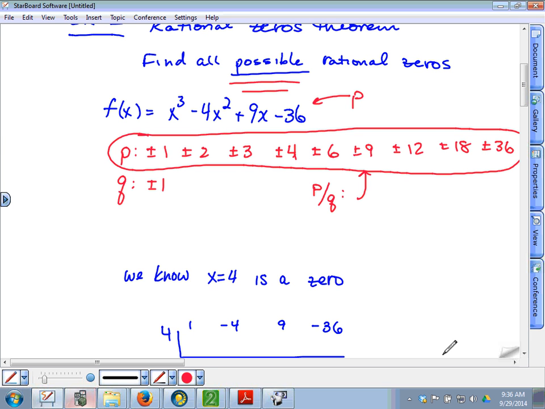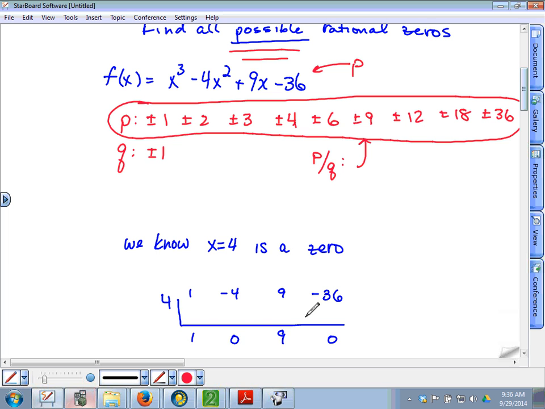We know x equals 4 is a 0 because we saw the dang graph. That was easy enough to do. So now do synthetic division and verify it. Did it work? Yeah. Really? So you drop down the 1. 4 times 1 is 4. 4 plus -4 is 0. 4 times 0 is 0. 9 plus 0 is 9. 4 times 9 is 36. Hey, look at that. It did work.